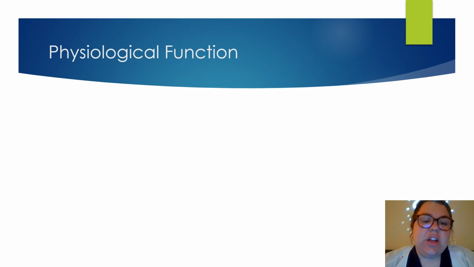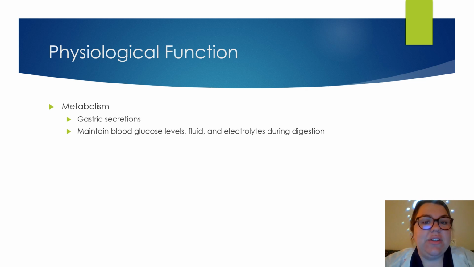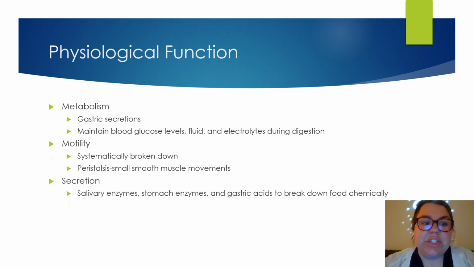Now with the physiological function, okay, of our GI system, number one is metabolism. We know this. So gastric secretions, it maintains our blood glucose levels, fluid, electrolytes during digestion. Motility, so systemically broken down. Peristalsis, the smooth muscle movements. Secretion, so salivary enzymes, stomach enzymes, and gastric acids to break down food chemically.